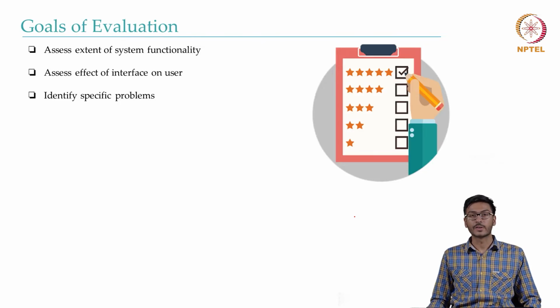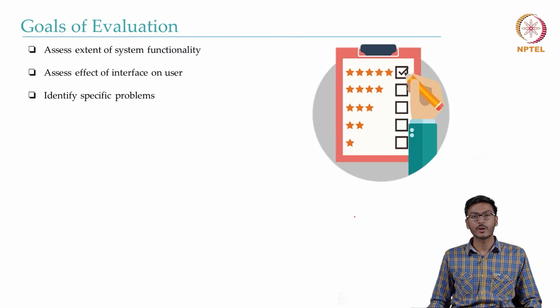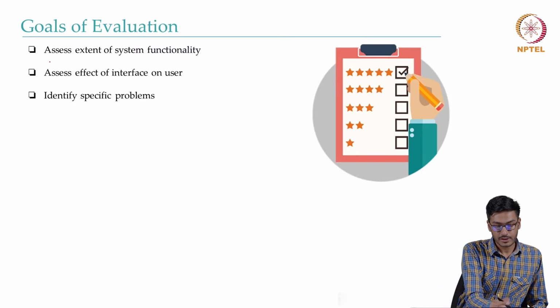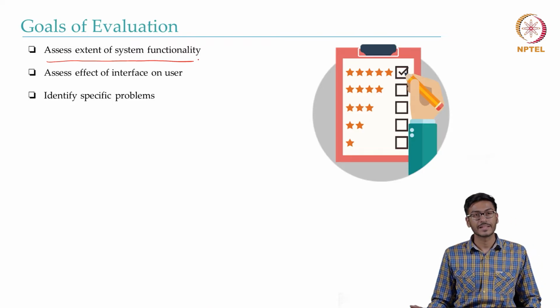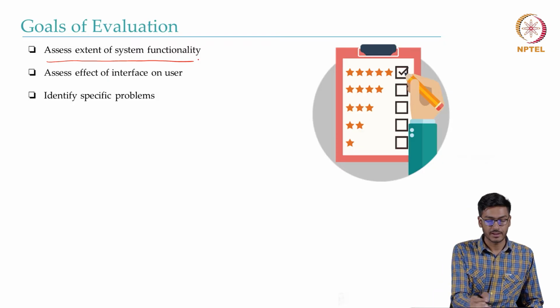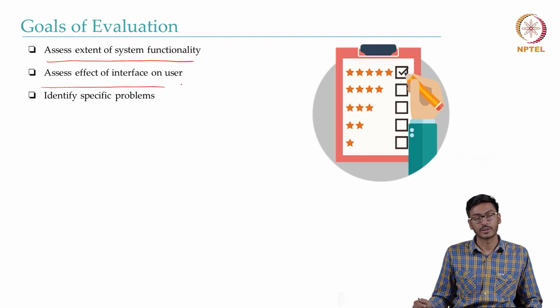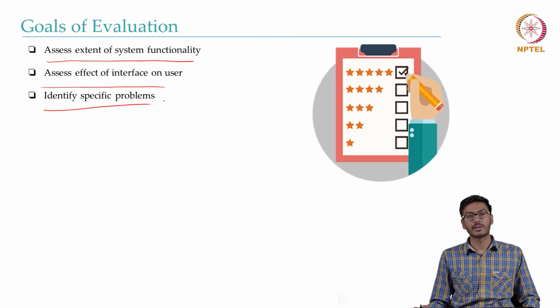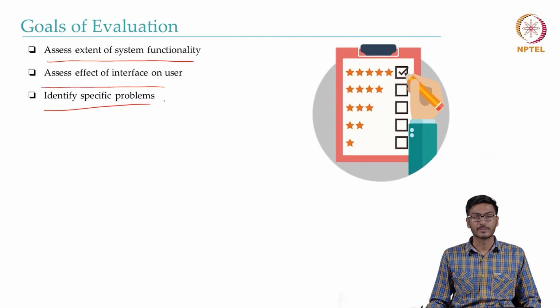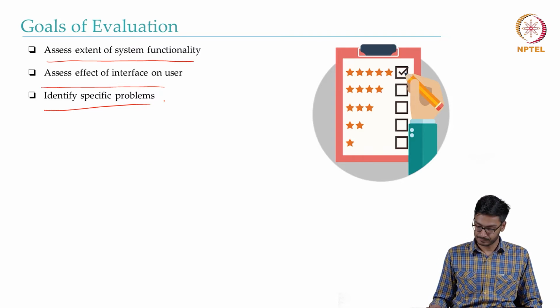What are the goals of evaluation? Well, now we know what is evaluation, and now we need to look at why evaluation. Well, first we need to assess the extent of the system functionality. Secondly, we have to assess the effect of the interface on the user. And thirdly, we aim to identify specific problems which we may identify and then resolve them, thus creating a better overall user experience.